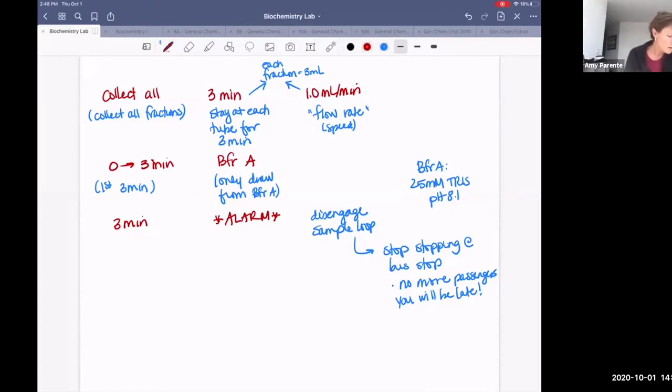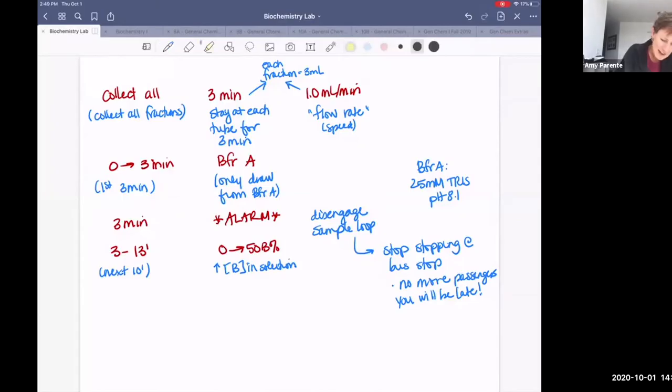All right, there's only 3 more steps in the program. From 3 minutes to 13 minutes, we are going to go from 0 to 50% B with what we pull up from our samples. So for the next 10 minutes, we're going to be increasing the concentration of B in our mobile phase, in our solution.